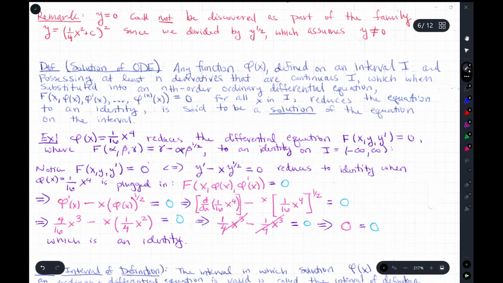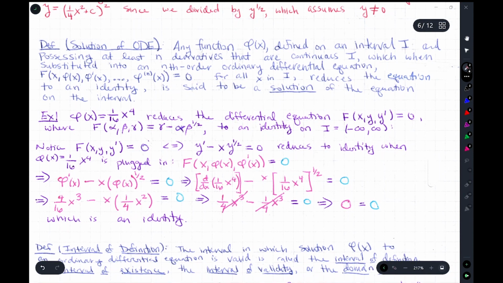So at least n derivatives that are continuous on I, which when substituted into an nth order ordinary differential equation, and again, we're seeing the implicit form of the differential equation here, for all x in I, reduces the equation to an identity, is said to be a solution to the equation on I. So that's what a solution is. Basically, you have this explicit function phi of x, you plug it in for y, and of course you take derivatives of it because the differential equation has derivatives in it, and you get an identity. It satisfies this equation, okay? That's what that's telling you there.